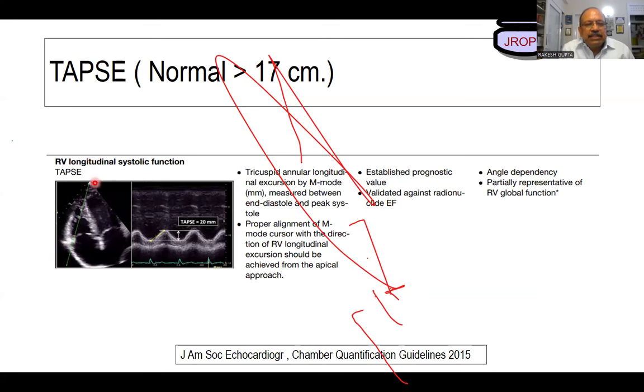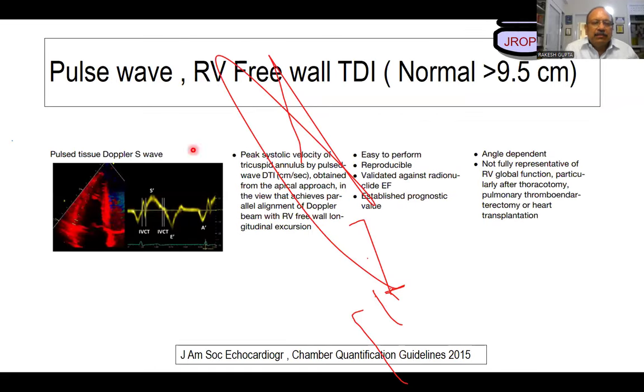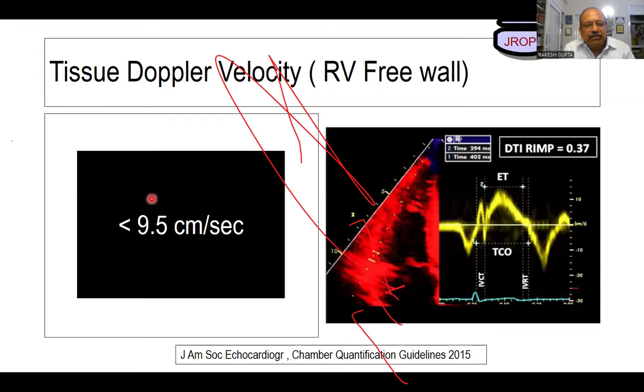Next is measurements of TAPSE. In four-chamber view, we put an M mode and we get how much tricuspid annulus plane systolic excursion, TAPSE. So we just do a measurement on M mode. Anything more than 17 is considered normal. Similarly, we showed you pulse wave Doppler flow velocity. Keeping at the septal annulus, we keep an RV free wall tissue Doppler image. So here is systolic velocity. Any systolic velocity more than 9.5 is considered normal.